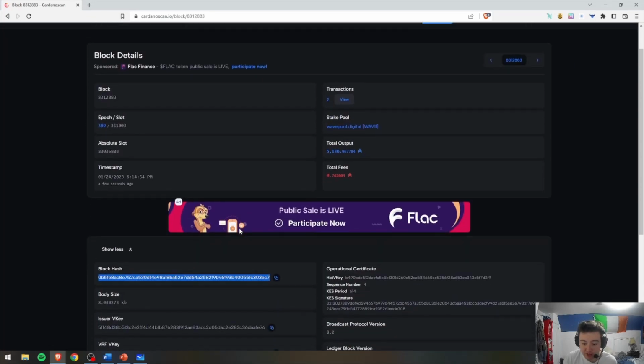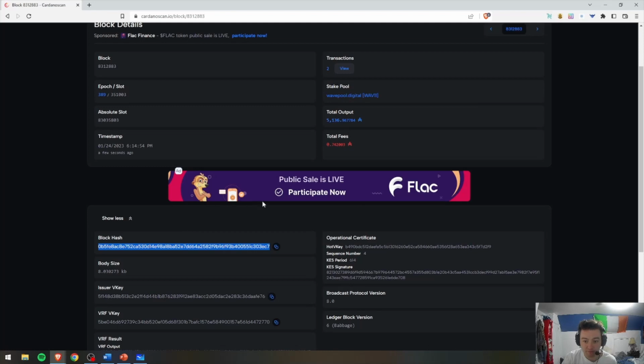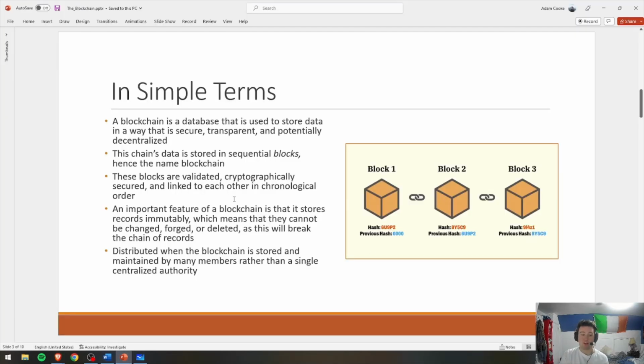You also have transaction hashes. Hashes are super useful in all of blockchain and computer science in general. So we'll leave it there for now. So let's go back to the PowerPoint and we'll go through this.